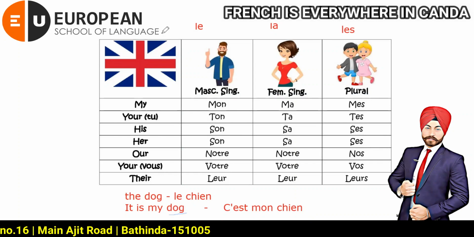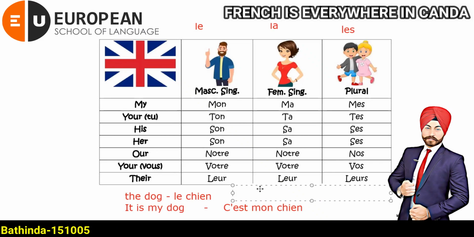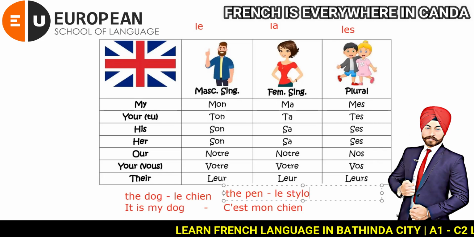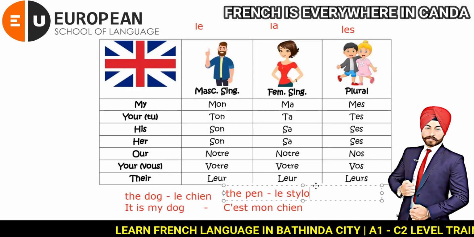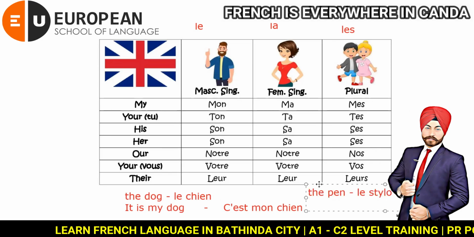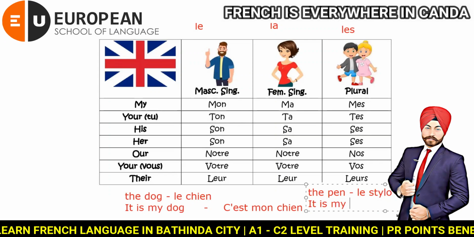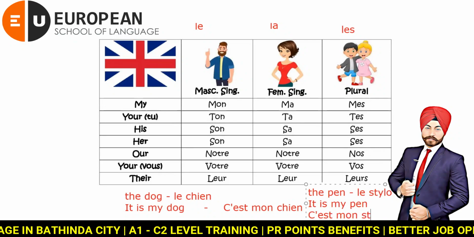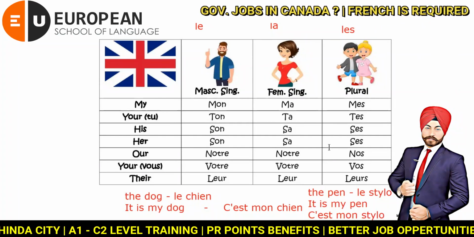So I'll give you another example here. Let's say I want to say the pen. Okay, the pen is le stylo. Okay, it is le stylo. So if I want to say it is my pen, again le stylo, then I will use c'est mon stylo. All right, so it was quite easy to use.